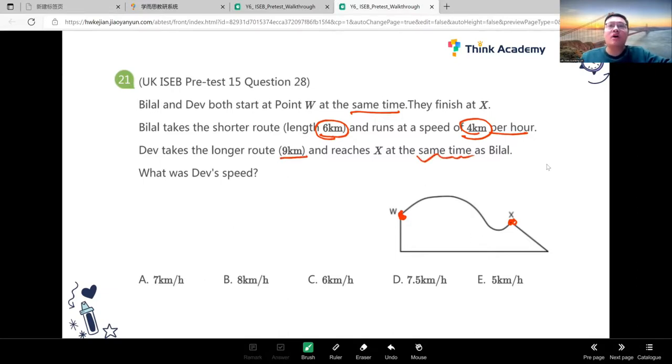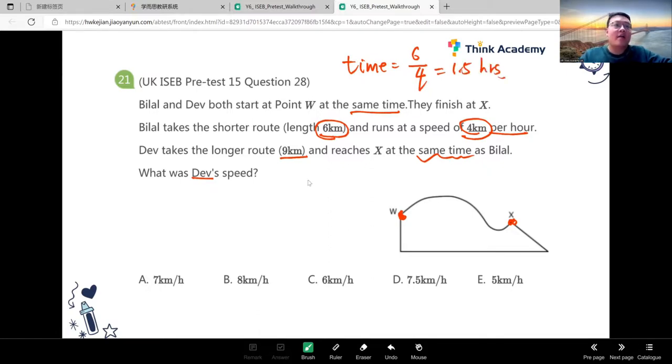Okay. Now you know the speed of Billa and the distance of Billa, so now you know the time. And we know the time will be the same, so we can get the speed of Def. Let's say the time equals the distance, which is 6 divided by 4. That gives you 1.5 hours.